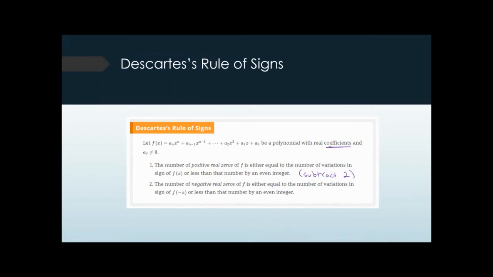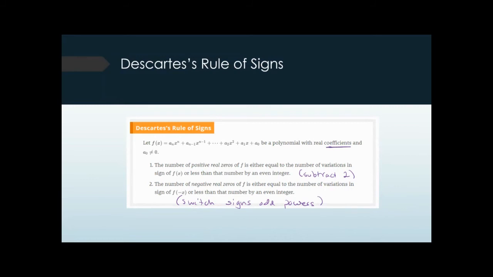Then to figure out how many are negative, you have to first plug in negative x, which is going to switch the signs on the odd powers. And then you do the same thing. You count how many times the coefficients change from positive to negative or negative to positive, and then you subtract 2. So if it's an even number, you just keep subtracting 2. Like if it's 6, you can have 6, you can have 4, you can have 2, you can have 0. If it's an odd number, you can't get to a negative. So let's say you ended up with 3 sign changes. Then you could have 3 or 1, but you can't go to negative 1 because you can't have negative 1 zeros.